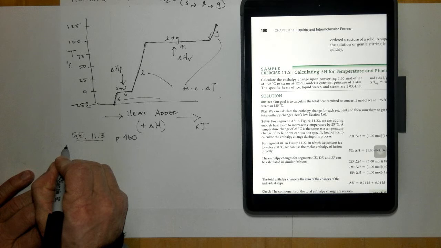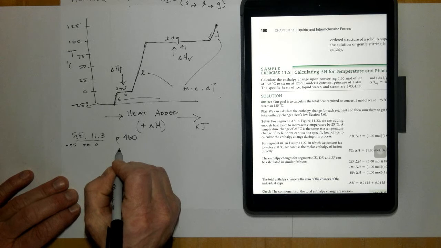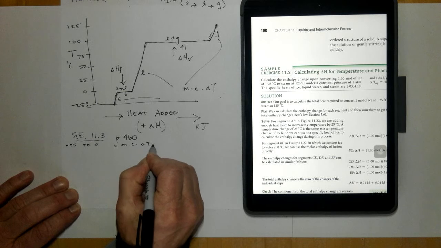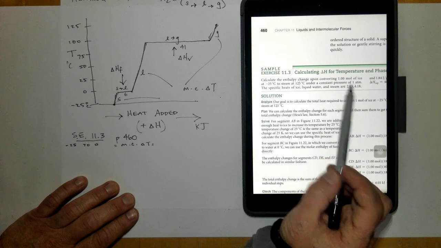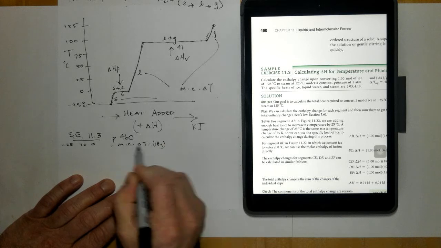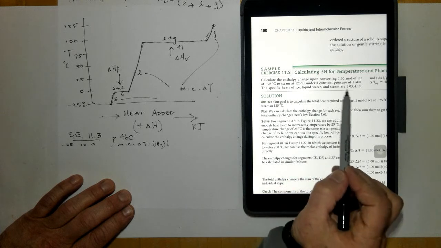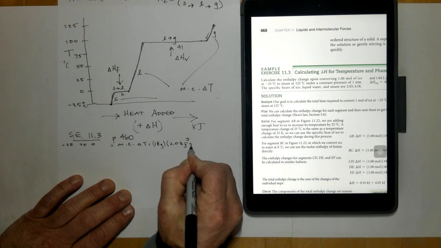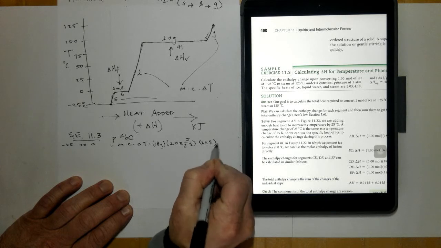So let's start with negative 25 up to 0. And for this, we need to use the equation M times C times delta T. And the mass is 1 mole, it says. And in 1 mole of water, there's 18 grams. You add it up on the periodic table, so 18 grams. And then times the specific heat capacity, or C, of ice. So we want ice right here, and that's 2.03. So 2.03, and that's in joules per gram degrees Celsius. And then we're going to heat it from negative 25 up to 0. So that's a 25 degrees Celsius change.